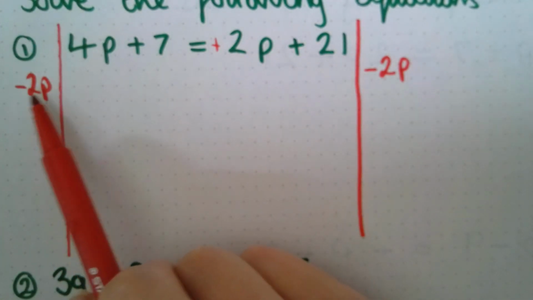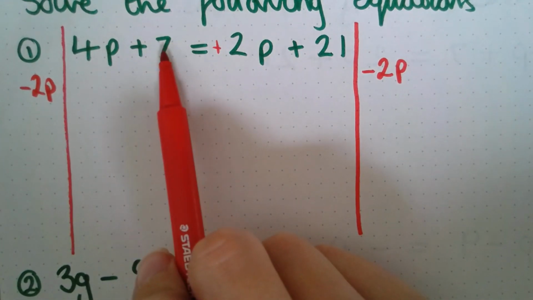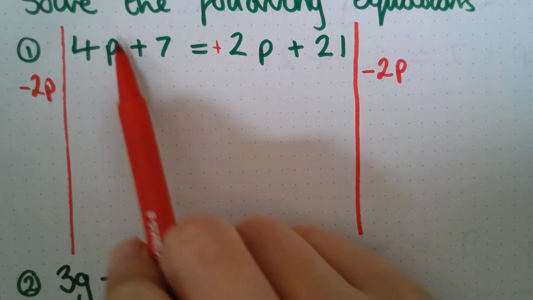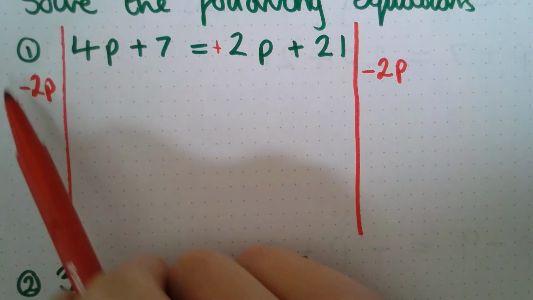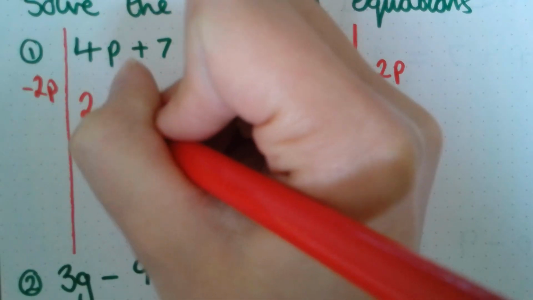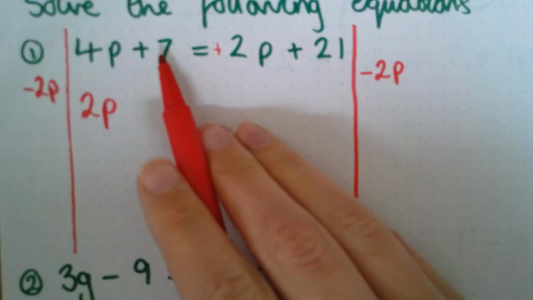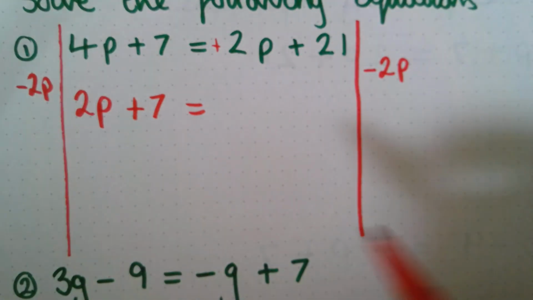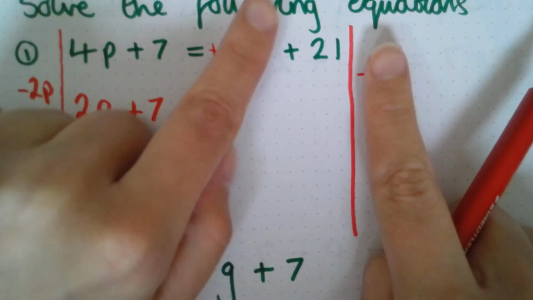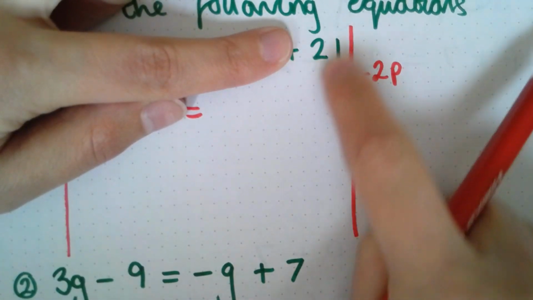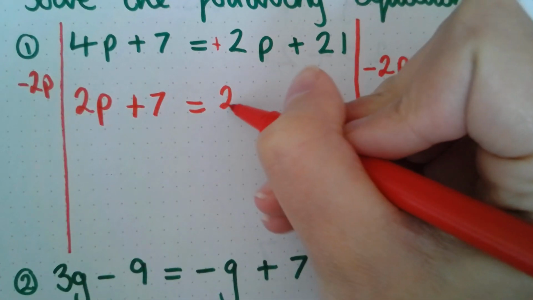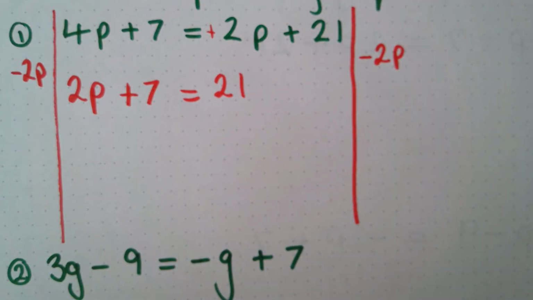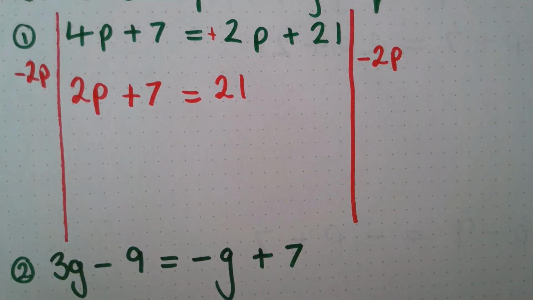The 2p's that I'm taking, I can't take them away from 7 because that's not 7p's, it's just 7. So I can take the 2p's away from 4p's. So 4p take 2p is just 2p. I haven't done anything to this 7, so that stays the same. Equals, well, plus 2p take 2p, they cancel each other out, so you're just left with this 21.